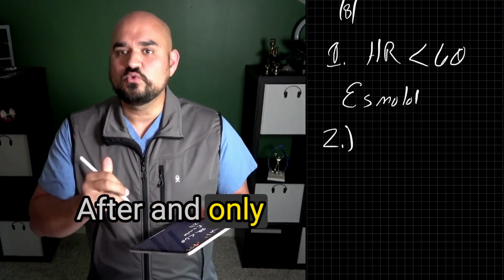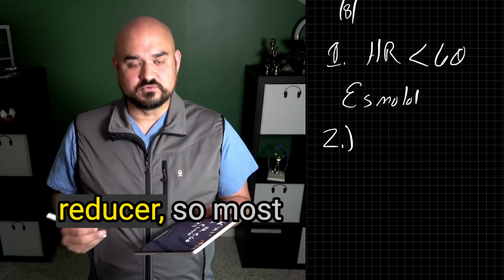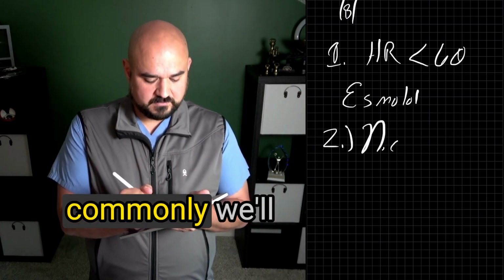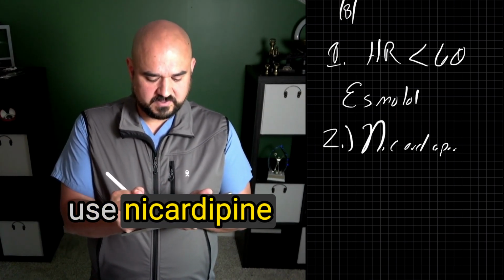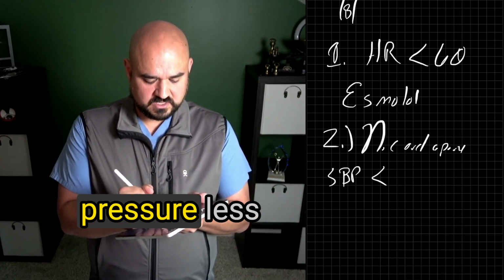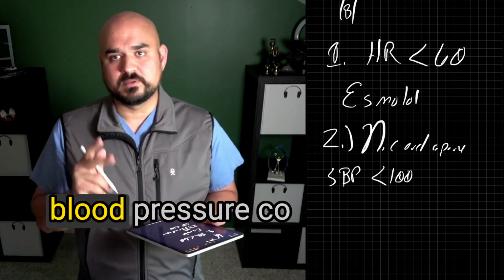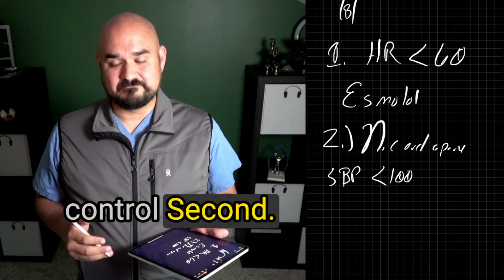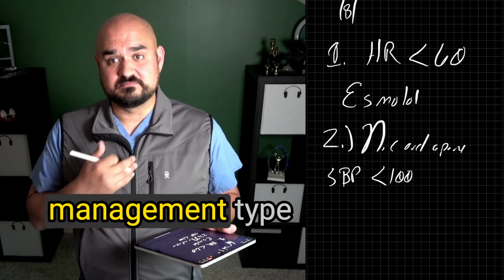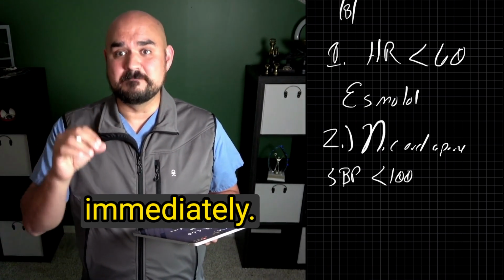After, and only after, we have the heart rate less than 60, we're going to add an afterload reducer. Most commonly we'll use nicardipine. And we're going to titrate this to get the systolic blood pressure less than 100. Heart rate control first, blood pressure control second. That's going to be our ED management. Type A dissection, call cardiothoracic surgery immediately.